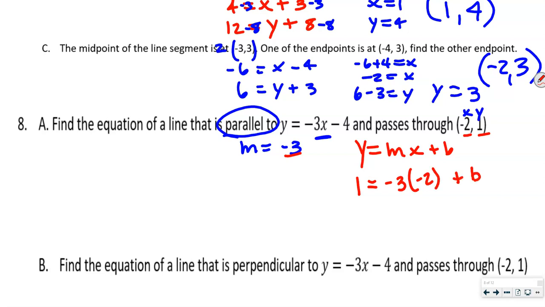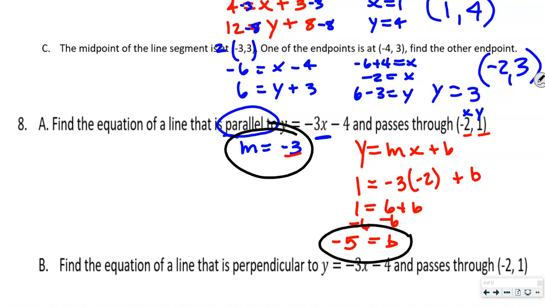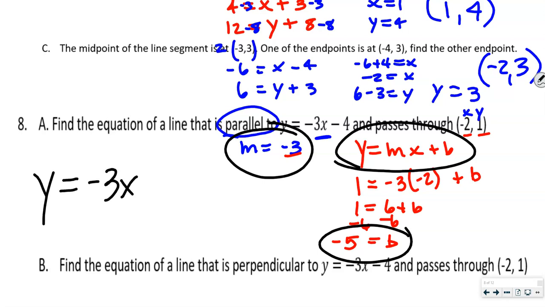So negative times a negative is a positive. So this is going to be y is equal to 6 plus b. We're going to subtract 6 from both sides. So our b is going to be equal to negative 5. Now remember, we are going to substitute in our m and our b in that equation. And our equation for the line is going to have y and x in it. So y is equal to negative 3, that's our m, x minus 5.